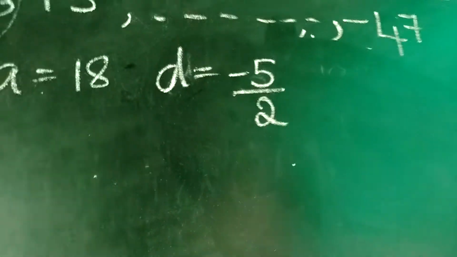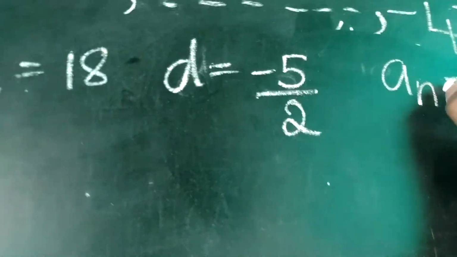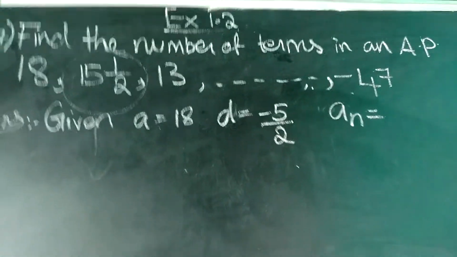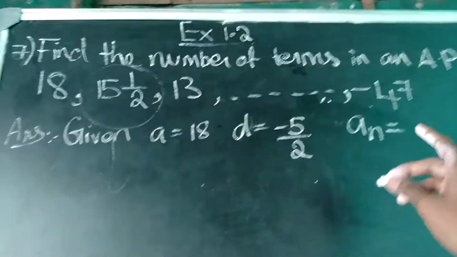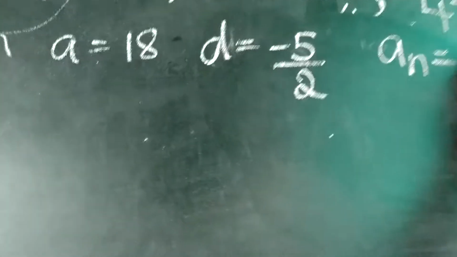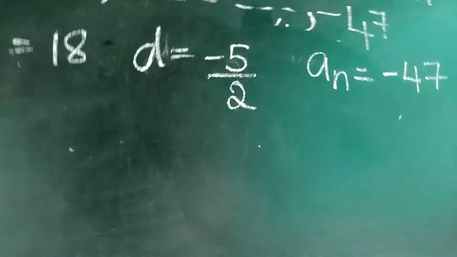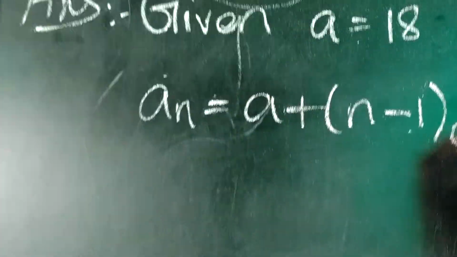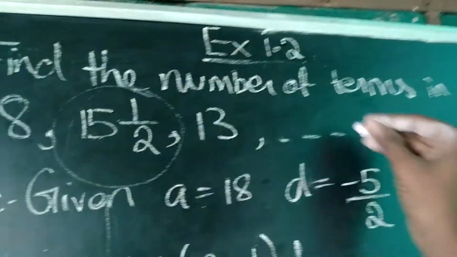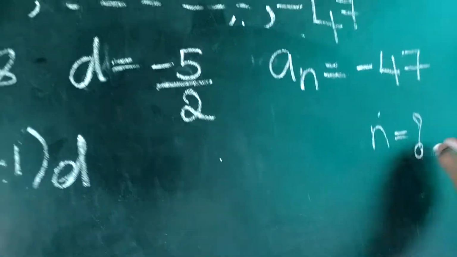So a_n will be now, a_n is the nth term of an AP or it is also called the last term of an AP. When you look at the sequence, the last term is minus 47. So let me write a_n to be minus 47. Make use of the formula a_n equals a plus (n minus 1) into d. We need to find the number of terms. Number of terms means n. We need to find n.